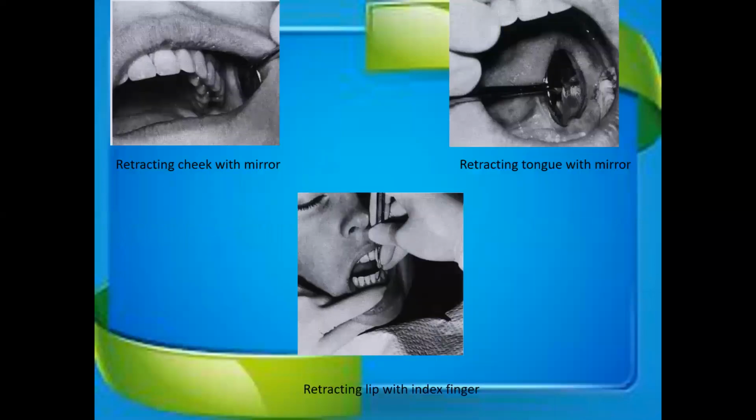So second is retraction. Retraction is also very important because it provides visibility, accessibility and illumination. So first picture shows retracting the cheek with the help of a mirror. Second picture shows retracting the tongue with the help of a mirror. And in third picture, we can see how we can use the index finger to retract the lower lip when we are doing instrumentation on the lower mandibular region.